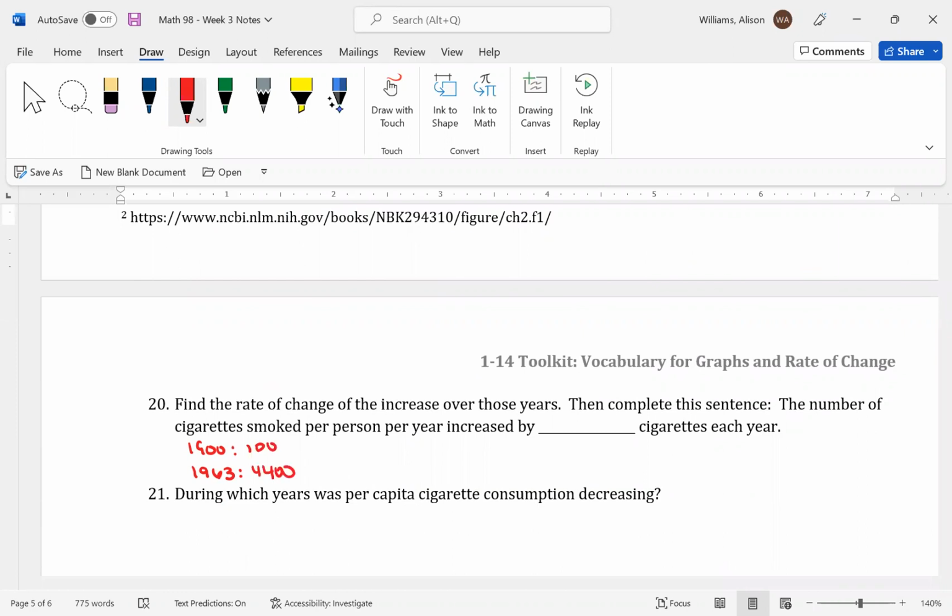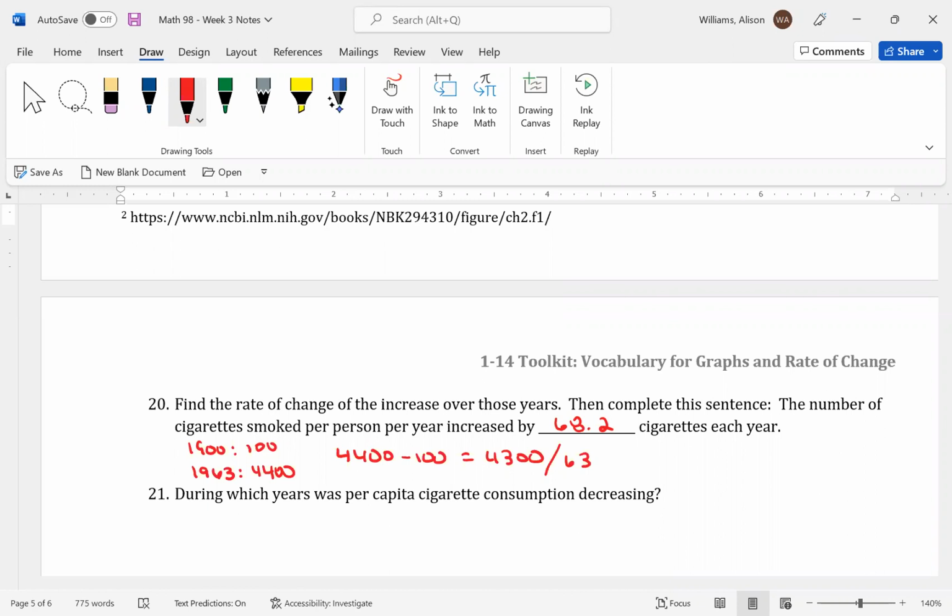Okay, so let's subtract those. That's going to be 4,300. And then this was for a 63-year period. So I'm going to plug this into the calculator. 4,300 divided by 63, and I am getting 68.2. So it increased per year by 68.2 cigarettes per year.